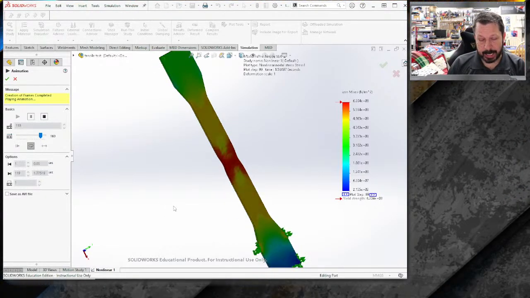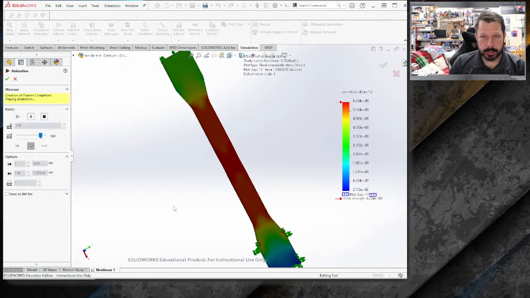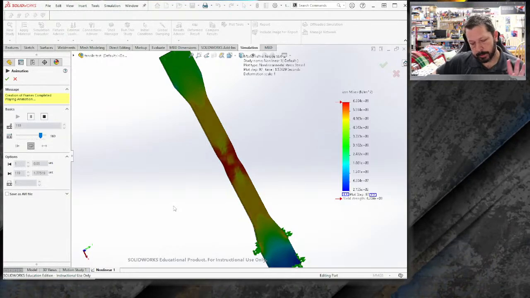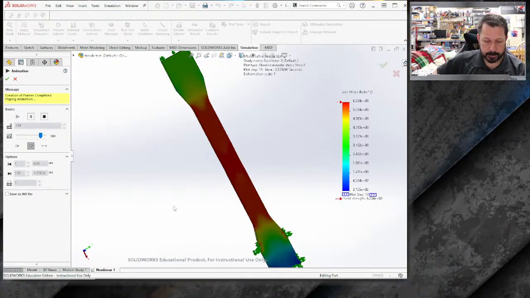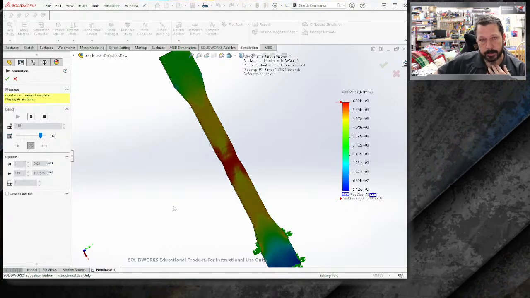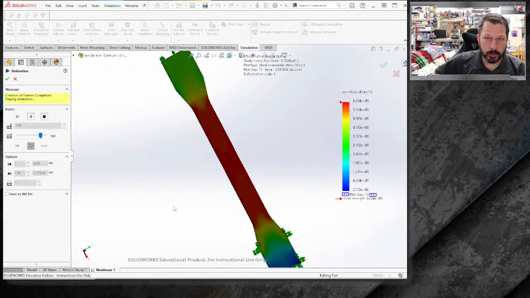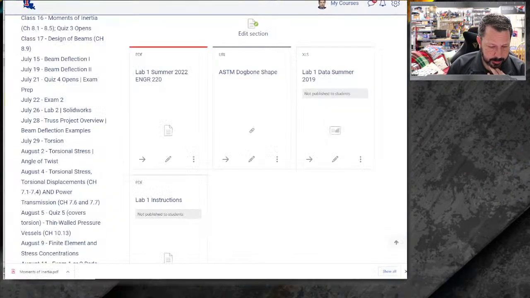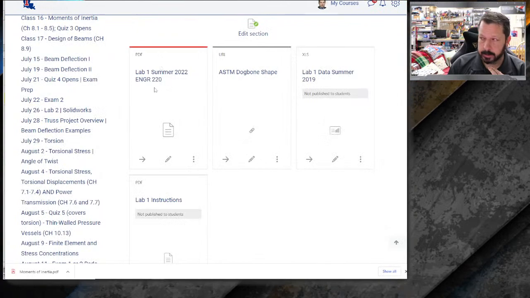And for lab 1, you'll do a similar simulation to this. You'll build your model. You can do the static or this plastic one that we did here. And you will write, it's not a long report, it's like a 2-page report with some pictures in it. So all of that is on here in this PDF.